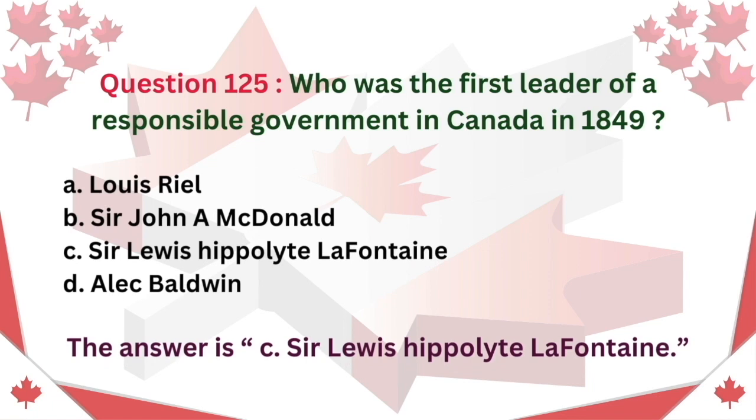Question 125. Who was the first leader of a responsible government in Canada in 1849? A. Louis Riel. B. Sir John A. Macdonald. C. Sir Louis Hippolyte LaFontaine. D. Alec Baldwin. The answer is C. Sir Louis Hippolyte LaFontaine.